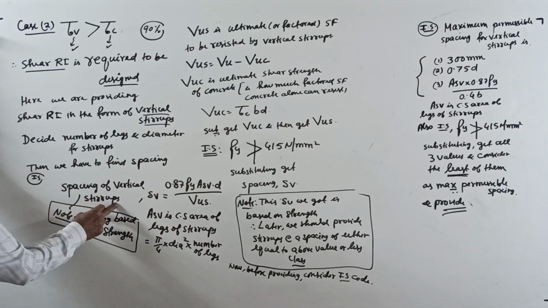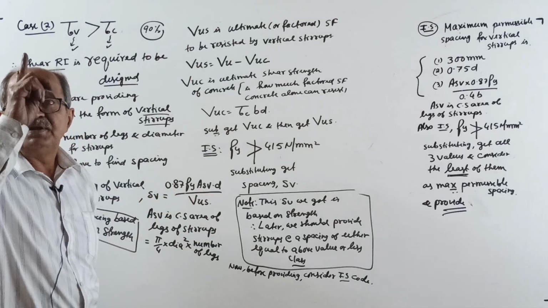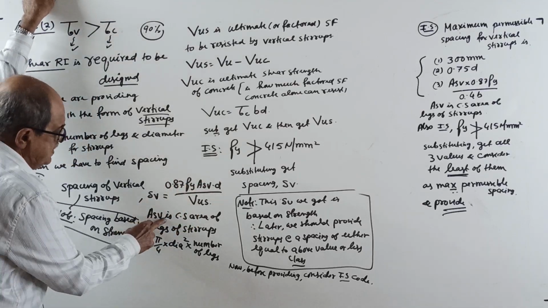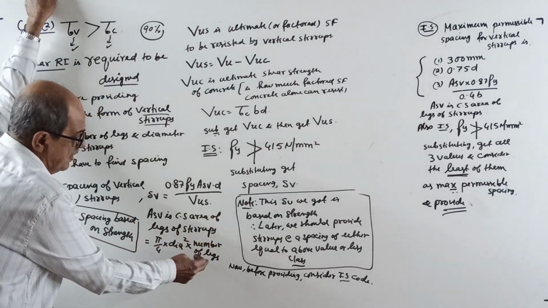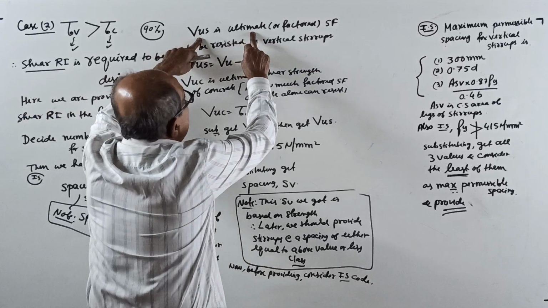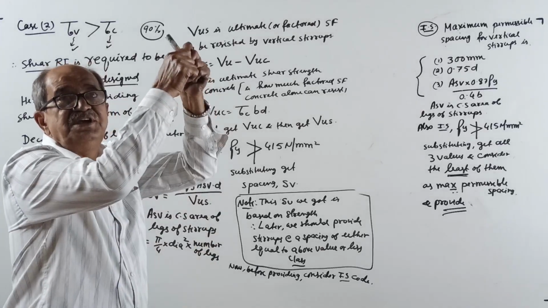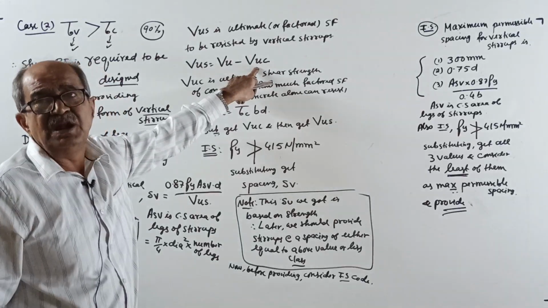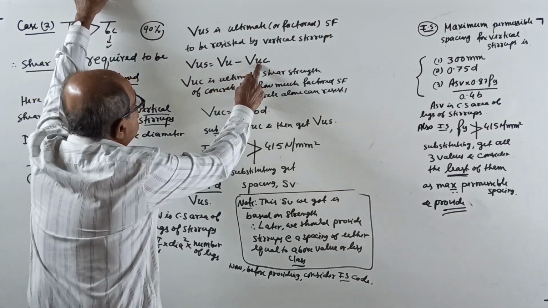The spacing of vertical stirrups, Sv equals 0.87 fy Asv d by Vus. In the working stress method, it is sigma sv Asv d by Vs. Asv is the cross-sectional area of legs of stirrups, equal to pi by 4 diameter squared into number of legs. Vus is the ultimate or factored shear force to be resisted by vertical stirrups. Our factored shear force is Vu, and from Vu you subtract how much shear force concrete alone can resist. So Vus equals Vu minus Vuc.